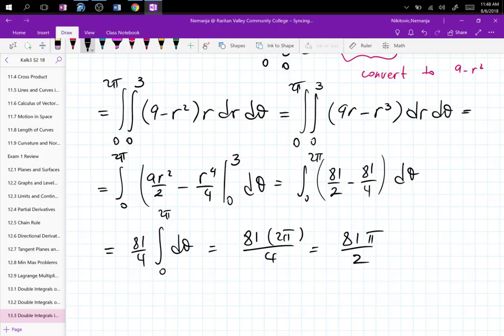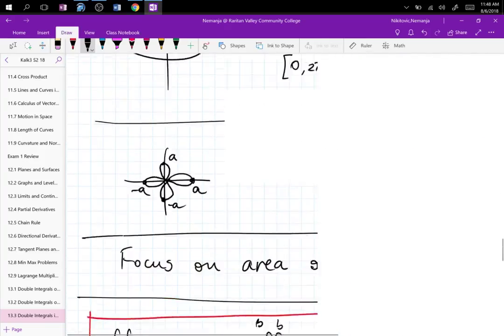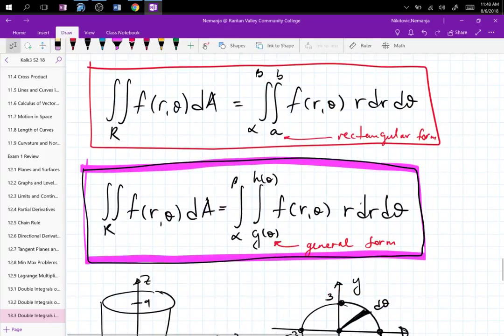let's go back to the problem. Yes. So we're going to talk about general regions. This was an example of rectangular form. The reason why this is called rectangular form is because we were integrating over a circle, and r for the circle goes from 0 to 3. There is no variation in that.